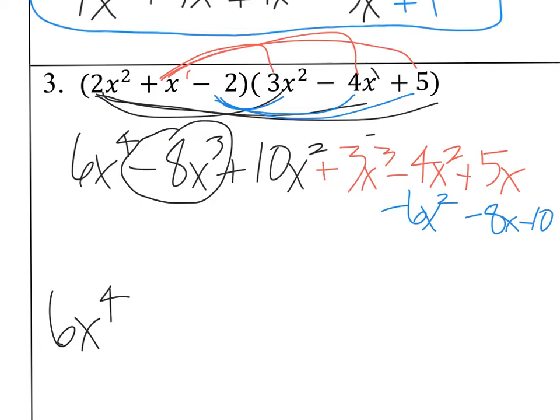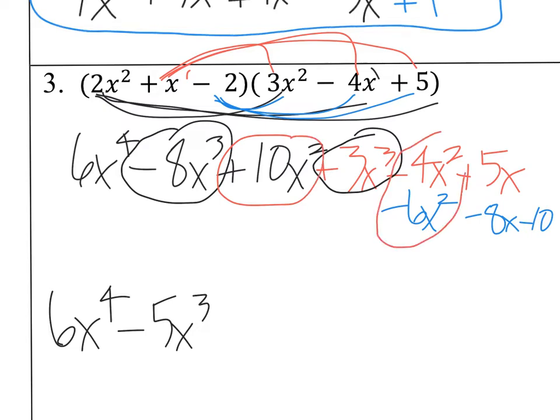So negative 8x to the third plus 3x to the third. That'll make negative 5x to the third. And then I have 10x squared, and then these two. So I have 10x squared minus 4, so that's 6x squared. Minus 6 is 0x squared.